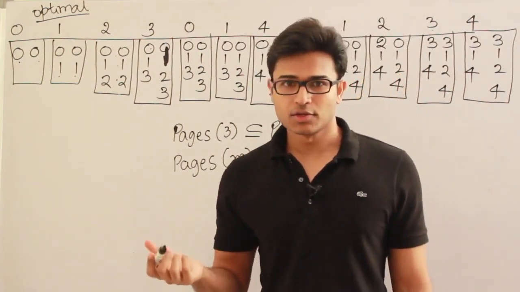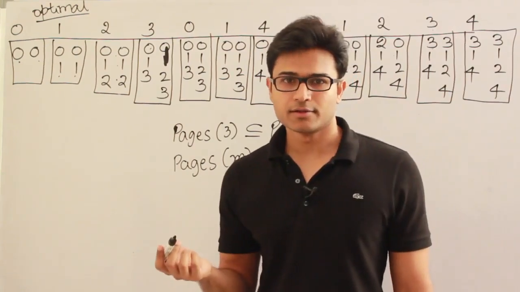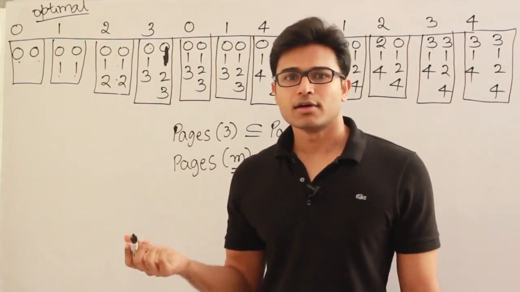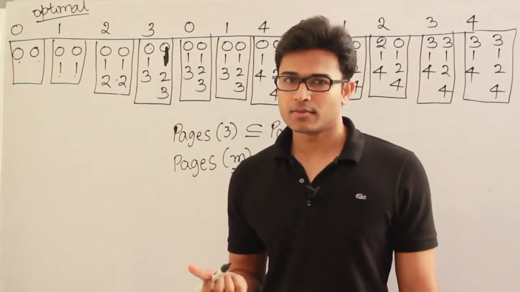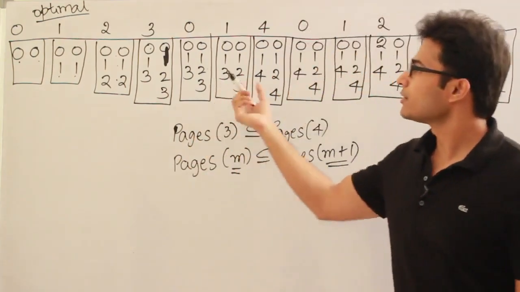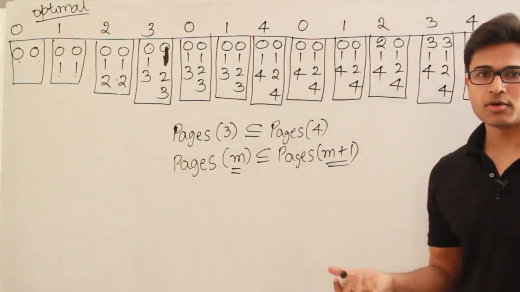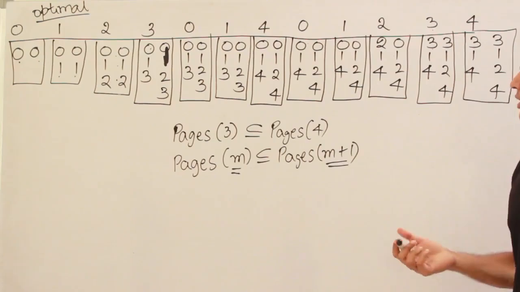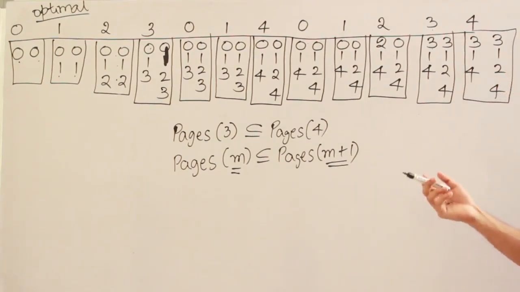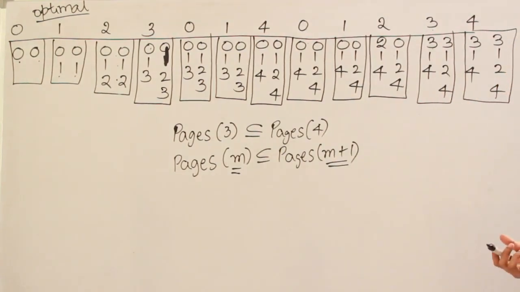The next rule is that whenever an algorithm is a stack algorithm, it doesn't fall into Belady's anomaly. So the optimal algorithm doesn't show Belady's anomaly because it is a stack algorithm. Got it? Now let's see the same thing with other algorithms also. Let's see FIFO next.